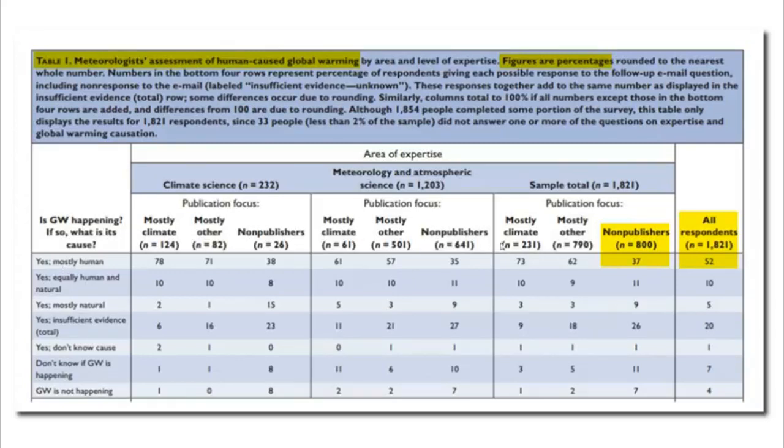Yes, mostly human. 52% of respondents agreed with that, and only 37% of professional forecasters. So just over one half of all professional members of the American Meteorological Society agreed that global warming was mostly man-made, and just over one-third of professional forecasters. They were not asked if global warming was dangerous or if we're in a crisis. They probably would have been laughed at had they asked such a ridiculous question.